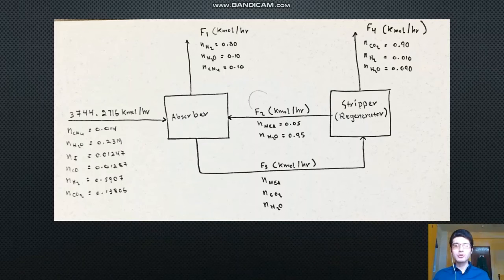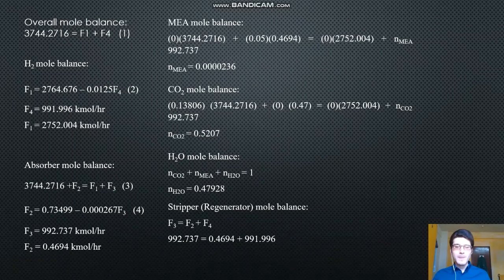Our main concern is the molar flow of the hydrogen gas. It will be represented as F1, and the CO2 removal will be F4. Applying an overall mole balance, we can simply find our F1 and F4, as can be seen, for the hydrogen production and the CO2 gas. Then applying a mole balance on the absorber, we can find our lean amine and rich amine. F2 is the recycled lean amine, and F3 is the rich amine.